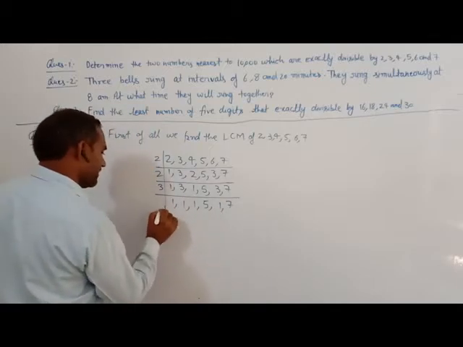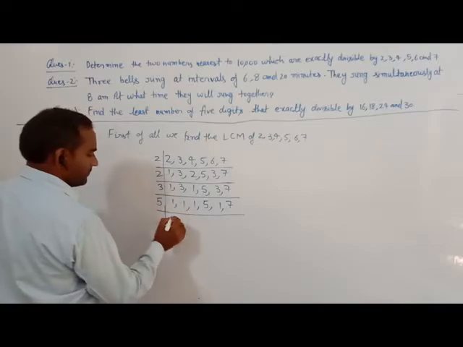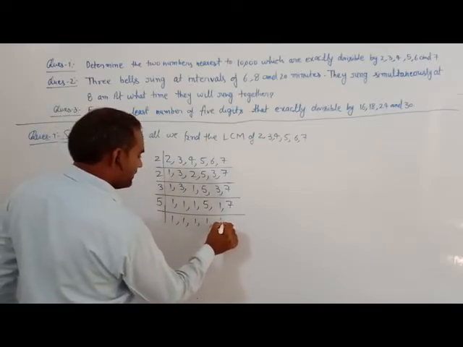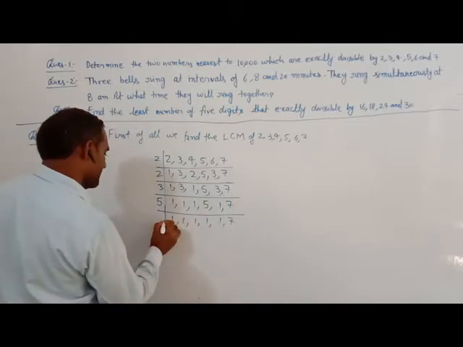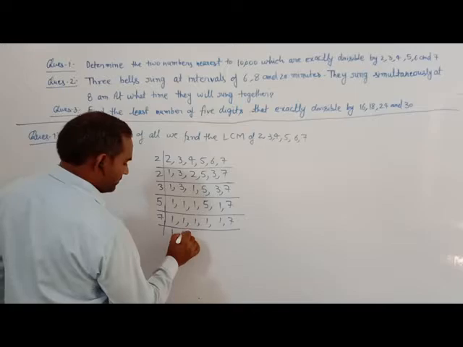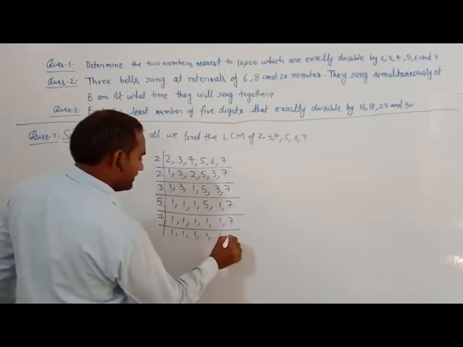Now the next prime number is 5: 1, 1, 1, 5 ones are 5, 1, 7. Now the next number is 7: 7, 1, 1, 1, 1, 1 and 1.